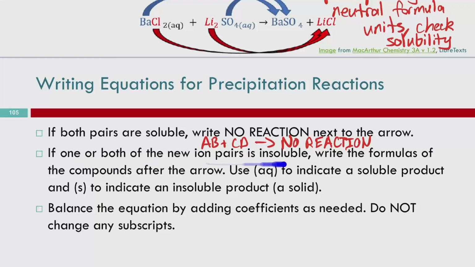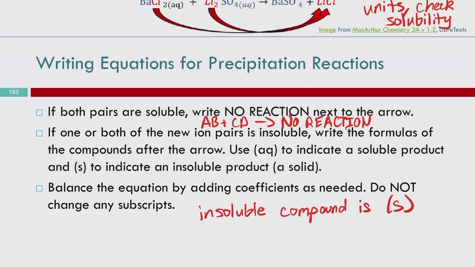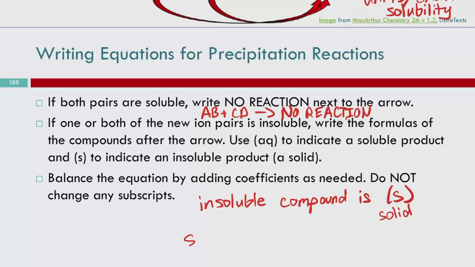If one or both of the new ion pairs is insoluble, the insoluble compound is S. It's a solid. Soluble is AQ, aqueous.